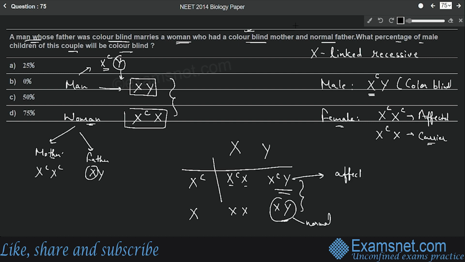So one out of two males is affected. That means 50% of the males will be colorblind. So option number C will be the correct answer.